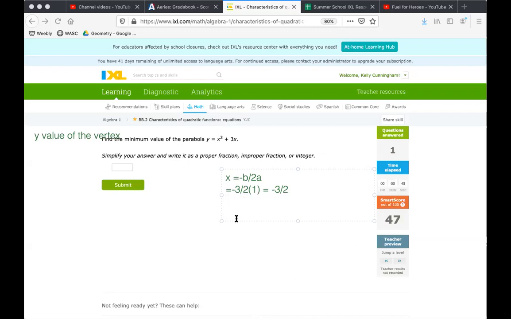Okay, so I'm going to plug that into the equation. So y equals, you know what, I'm going to use my drawing tool now. Negative 3 over 2 squared plus 3 times negative 3 over 2.